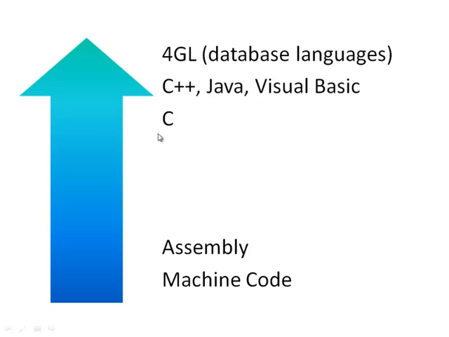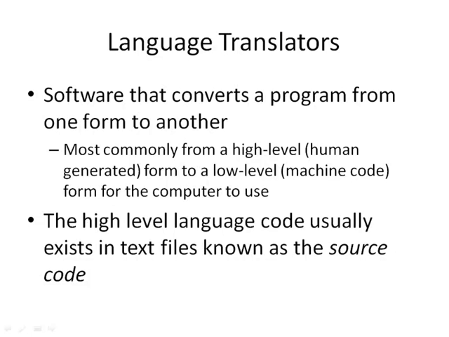But all of these languages up here are high-level programming languages. When we're writing in a high-level programming language, we require some kind of language translator. That's a piece of software, a program itself, and what it does is convert some input program from one form to another. So for example, taking a high-level programming language program that has been written by a person into some low-level machine code that's ready for the computer to use.